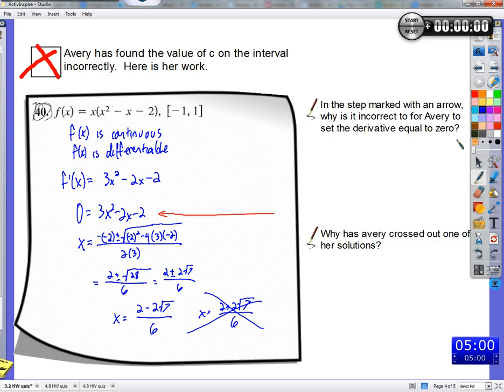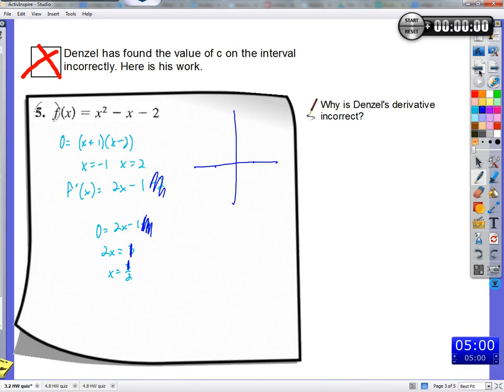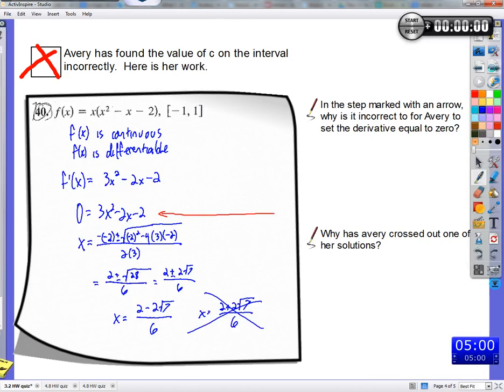Look back at this problem before. Denzel finds the derivative incorrectly, but does set it equal to 0. That was right. What is he looking for when he sets it equal to 0? Where the slope at C is 0. So he's looking for a place where the slope is zero. Reviewing that, maybe that informs you just a little bit.